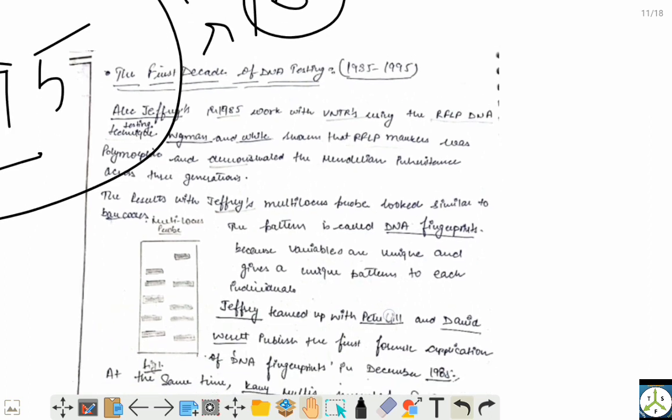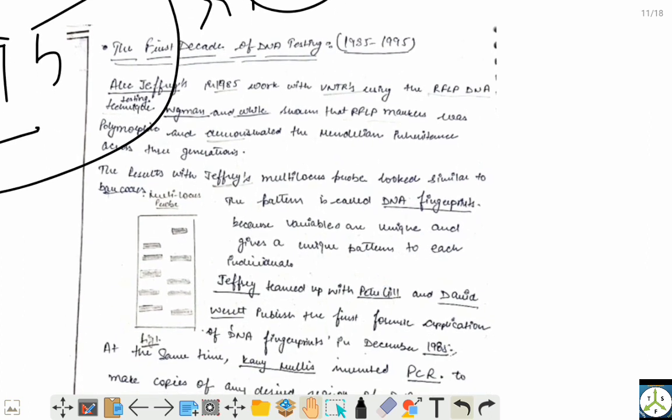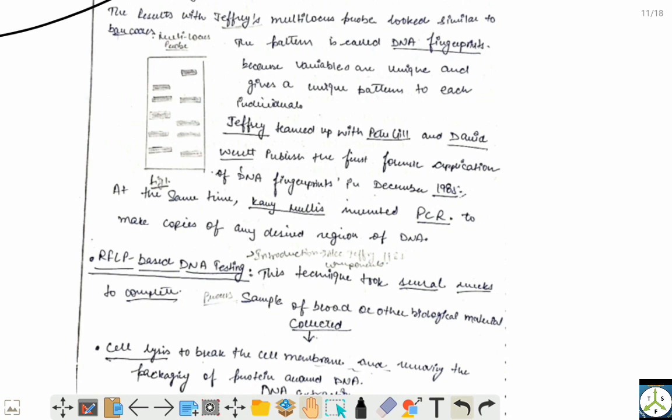So the pattern is called DNA fingerprint because, like fingerprints, they are unique to each other. Our fingerprints are unique to each other, so barcodes are also unique to each other. That's why it is called DNA fingerprinting, because the variable regions are unique and give a unique pattern to each individual. Jeffreys teamed up with Peter Gill and Dave Werrett and published the first forensic application of DNA fingerprinting in December 1985. And at the same time Kary Mullis, the inventor of PCR, invented PCR to make copies of any desired region of DNA.